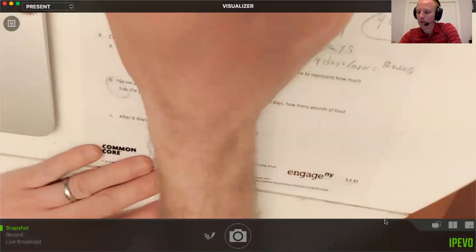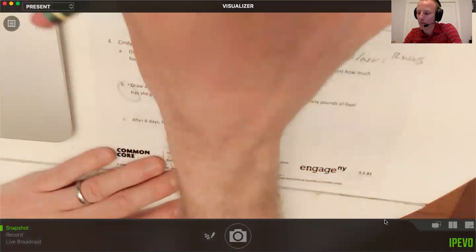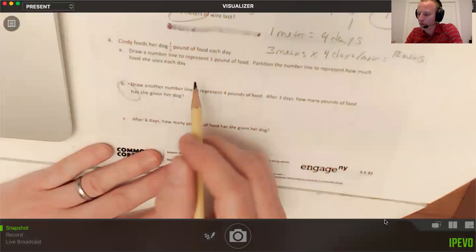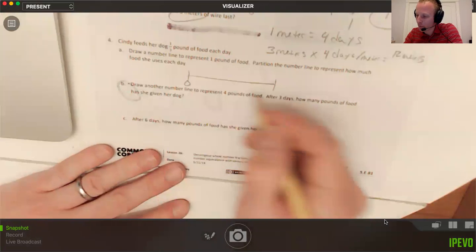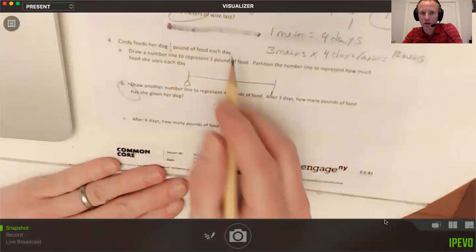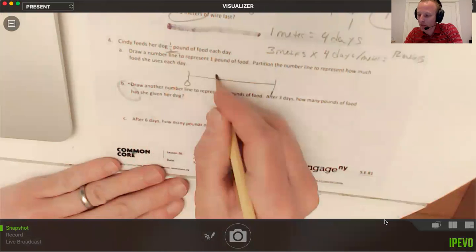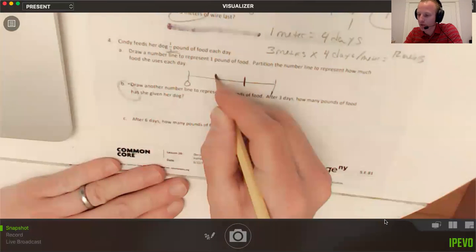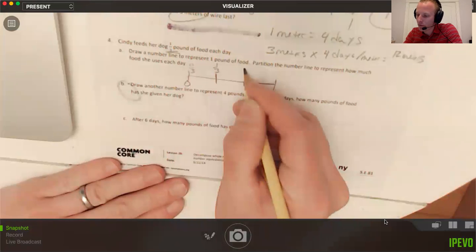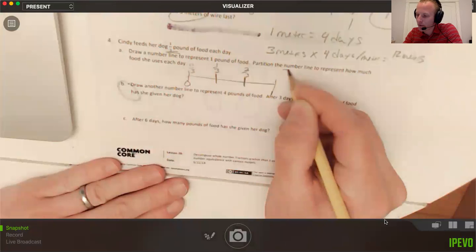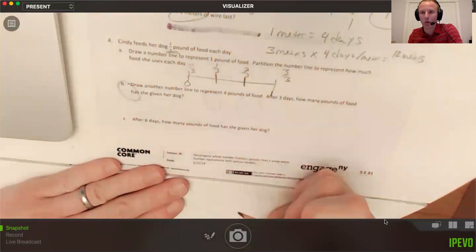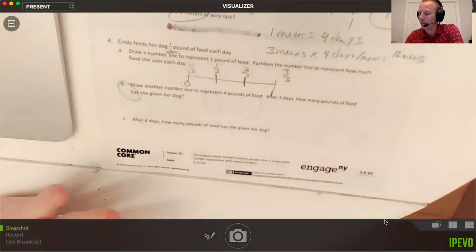The next one says Cindy feeds her dog 1/3 pound of dog food each day. Draw a number line to represent 1 pound of food. So again, that's simple, right? 0 pounds, 1 pound. Partition the number line to represent how much food she uses each day. So they told us she uses 1/3. So I'm separating this into thirds. That's my fractional unit. So I have 0/3, 1/3, 2/3, 3/3. So that equals 1 pound. 3/3 is 1 pound. That's where that work we've done with whole number fractions is coming in.